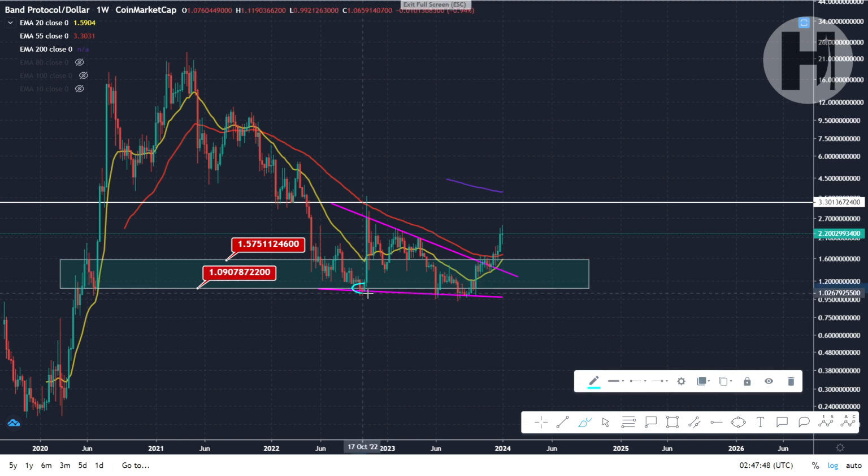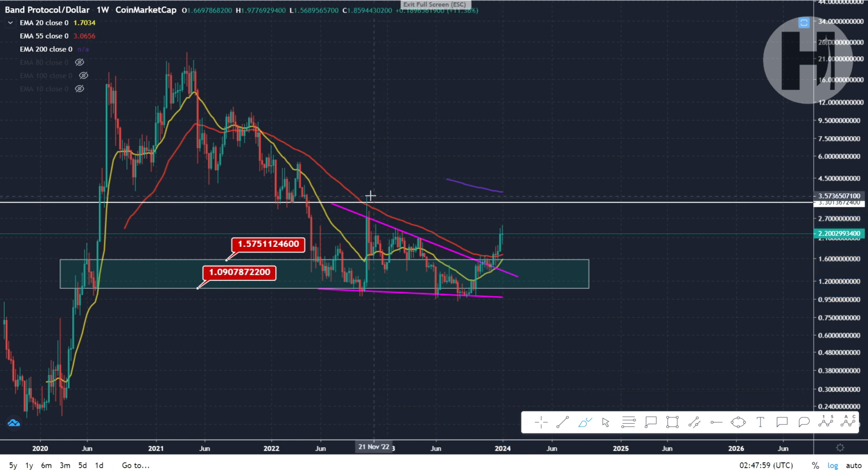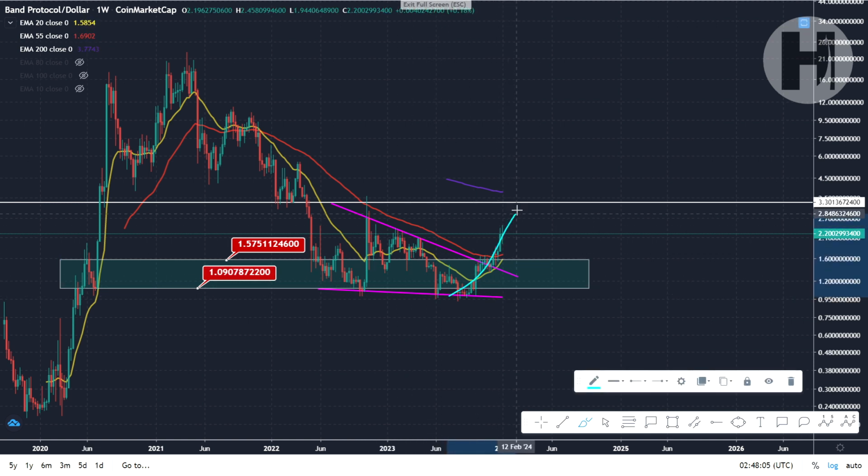So we bounced off of this pink trend line multiple times, and now we're seeing a very nice breakout. Now, if this continues and for some reason Band Protocol goes against the market, we could have a nice retracement all the way up to $3.30, which is a very strong resistance level for us.